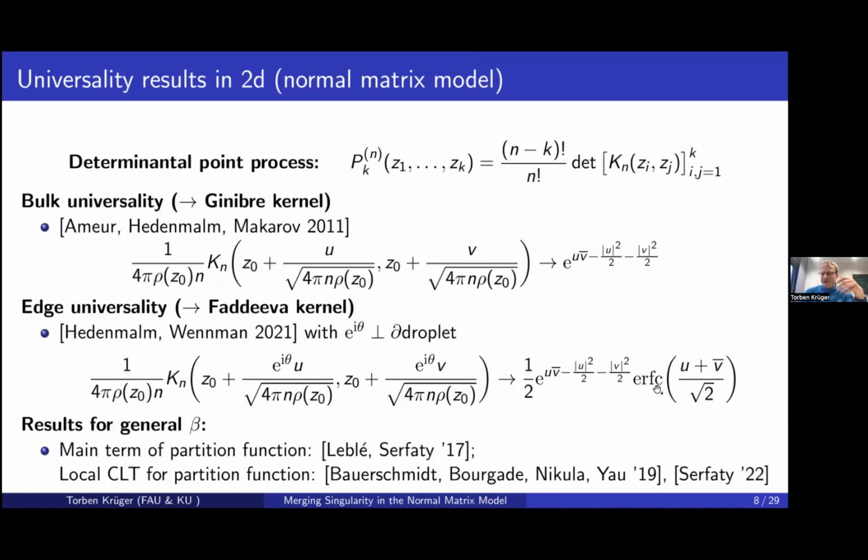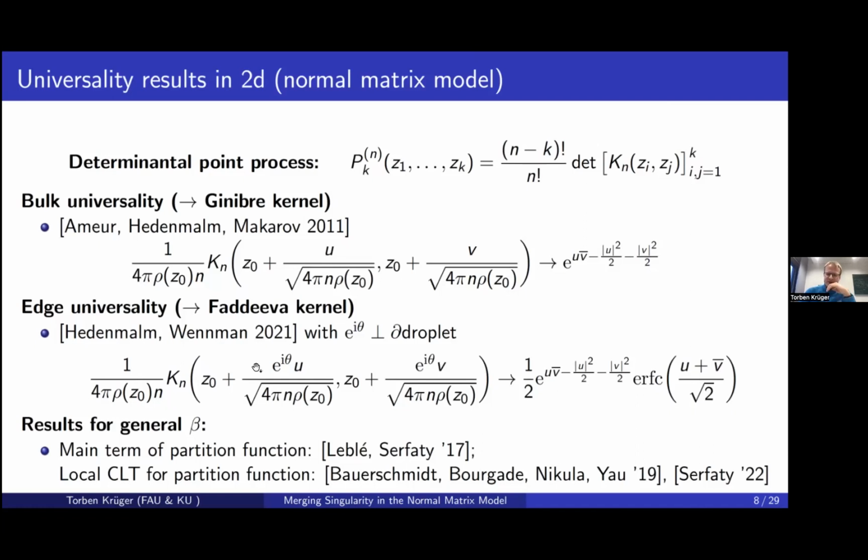and then this has this factor here, which is the integral over the Gaussian distribution. And you can also see that, of course, if you move inside the spectrum, then this error function will just tend to 2, and then you'll have the Ginibre kernel back. And if you go outside of the droplet, then it will just go to 0.